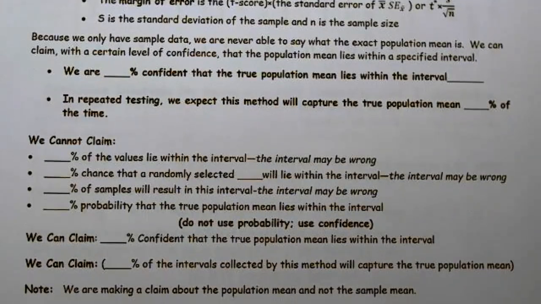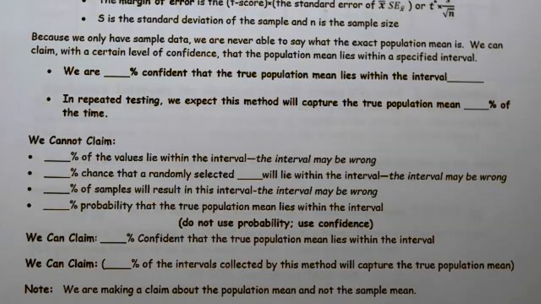We can claim 95% confident that it lies within the interval. Of course, we could also claim that we're 5% confident that it doesn't lie within the interval. It's an acknowledgement, whatever we set that at. If we say 99% confident that it lies within the interval, then we're 1% confident that it doesn't.